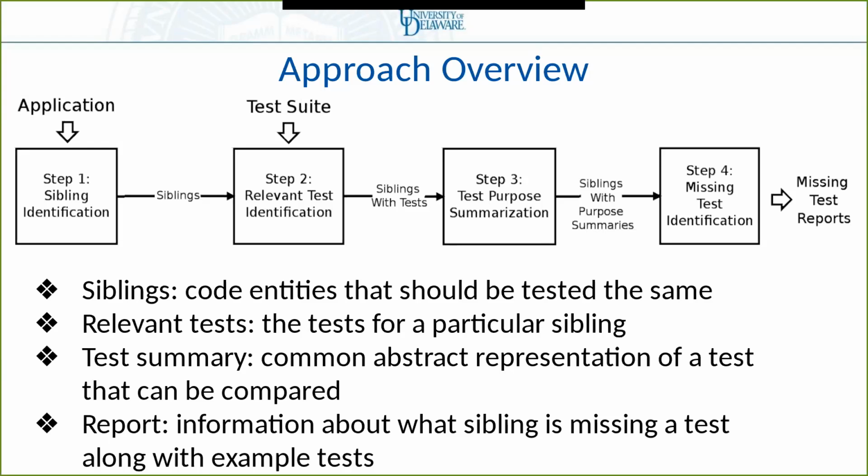The next step is to find the relevant tests for those siblings in the test suite. The third step takes those tests and produces summaries so that they can be compared. This is necessary so that we can tell which siblings have been tested in the same way. The final step identifies which siblings have missing tests and produces missing test reports.